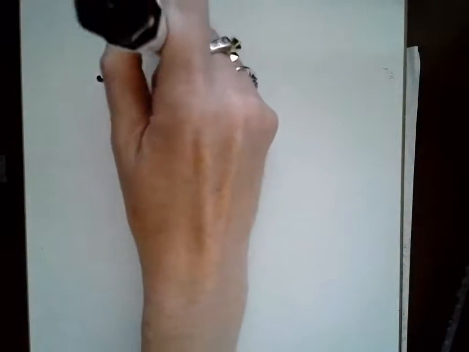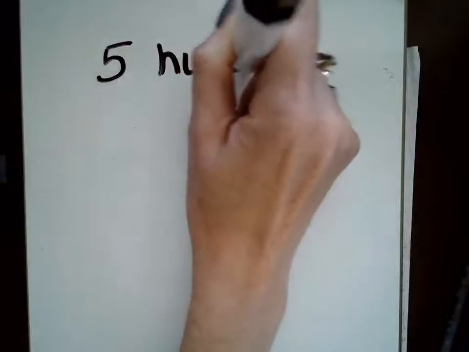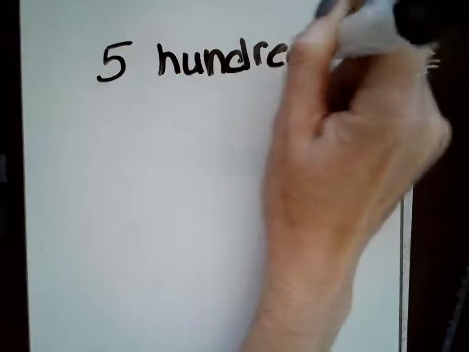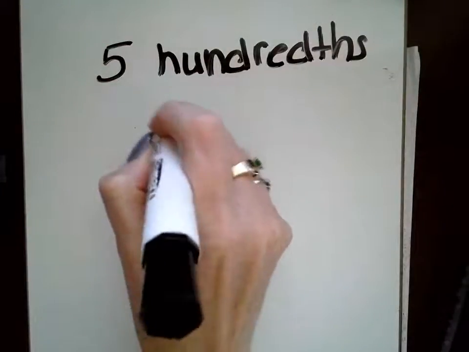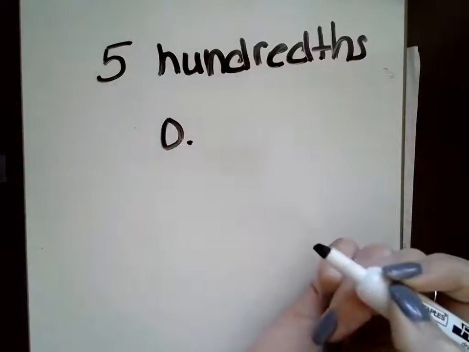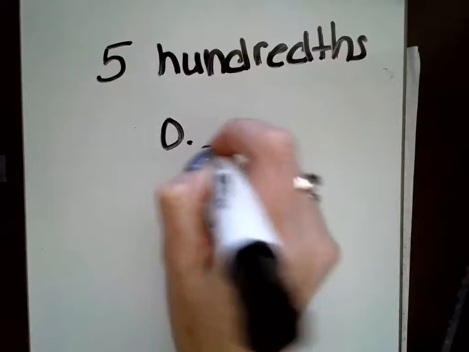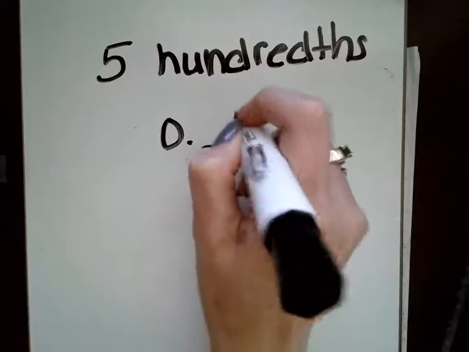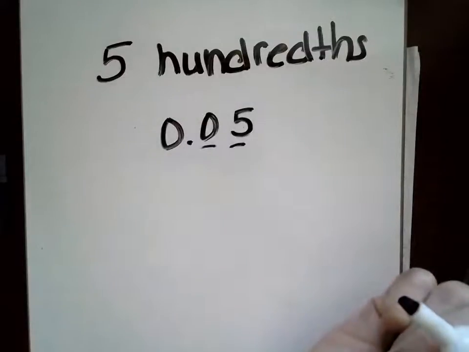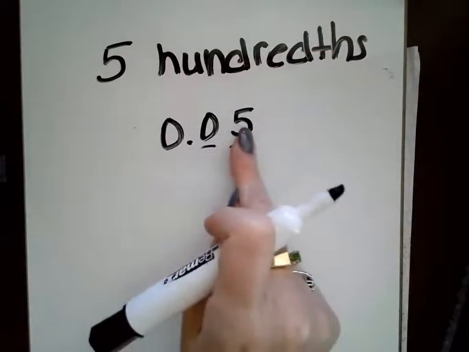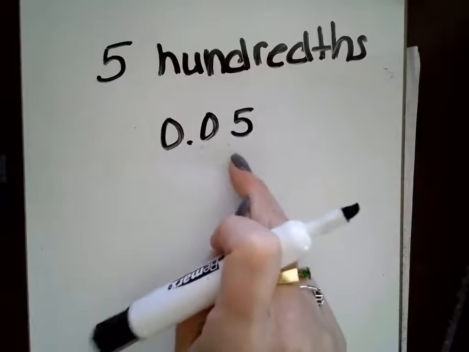So if I needed to write 5 hundredths as a decimal, we don't have any whole numbers, so we put the 0. And then we have our tenths place, our hundredths place. The 5 is in our hundredths place, and we use a placeholder of 0. And that's simply saying we have 5 hundredths.